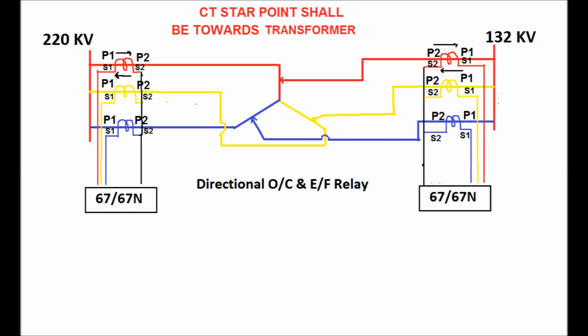In the primary side, P1 and P2 shall be connected with proper polarity. That is, P1 shall always be connected towards the bus side for both voltage levels, and P2 shall be connected towards the transformer side. And here the direction is towards the transformer, and the protective object is the transformer, and the CT shorting arrangement, that is the star formation, is done towards the protective object. And that is why S2 of red phase, yellow phase and blue phase is connected together to form the star point in the HV side, and also in the LV side, and taken to the directional overcurrent and earth fault relay.